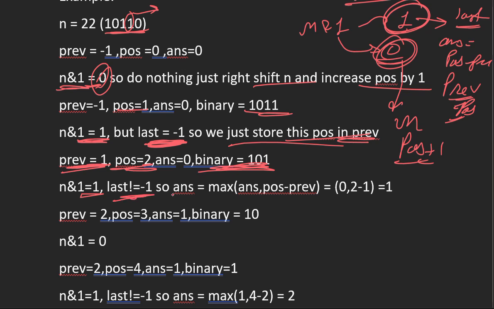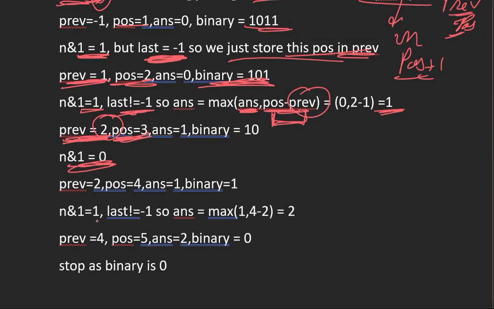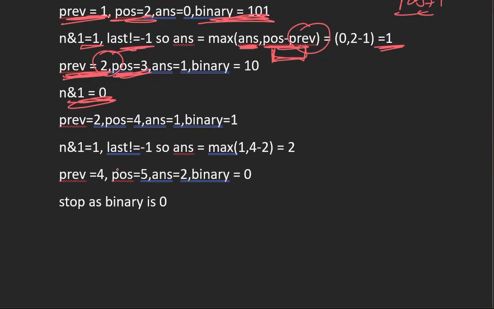Again we do the same thing and check. Now last is not equal to -1, so we update the answer. The answer can be the maximum of the previous answer or the current answer. The current answer is the position of the current one minus the position of the previous one. So we have updated our answer. Now our previous has also been updated to index 2, and our current position is 3, but at 3 we have 0. So we won't be doing anything, we just right shift the number and increase the position.